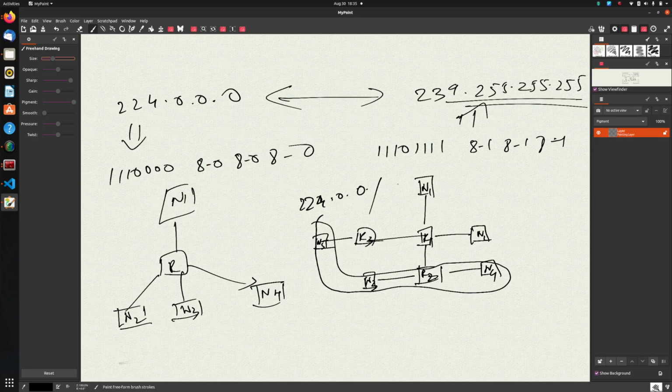So there are a number of multicast routing algorithms, and I won't go into those because each of those might want a separate video on themselves. But some of the popular multicast routing algorithms are DVMRP, which stands for Distance Vector Multicast Routing Protocol. There is PIM, Protocol Independent Multicast. These are some of the various multicast routing protocols in the picture. But again, let's not go into those.